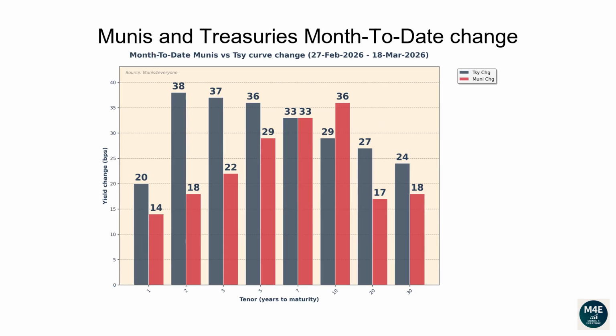This graph shows how much interest rates have changed since the end of the previous month. The current bar plot shows how Munis and Treasuries have changed since the end of February.